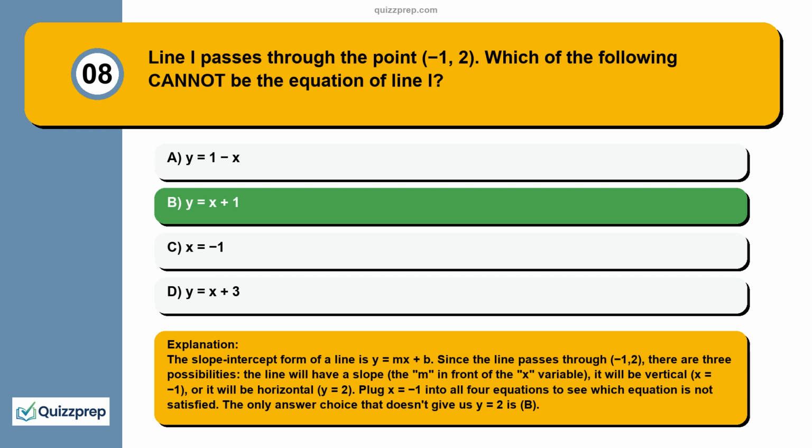The slope-intercept form of a line is y equals mx plus b. Since the line passes through (1, 2), there are 3 possibilities. The line will have a slope, the m in front of the x variable, it will be vertical, x equals 1, or it will be horizontal, y equals 2. Plug x equals 1 into all 4 equations to see which equation is not satisfied. The only answer choice that doesn't give us y equals 2 is B.